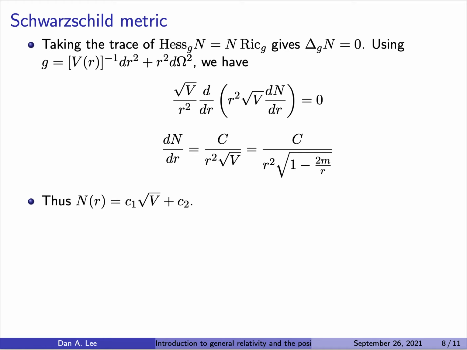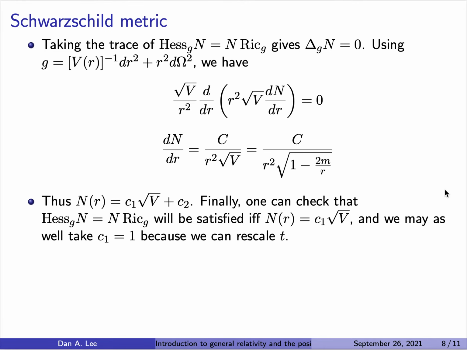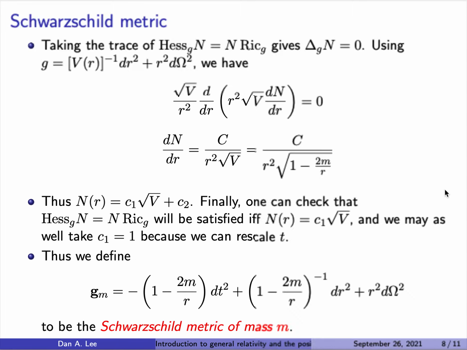Okay. Well, you'd have to see that Ricci is not 0, but that's a computation. So the last step is finally you can check that this equation Hessian n equals n Ricci will be satisfied if and only if the c2 term is 0, basically. So if n is c1 times square root v. Okay, and then the final step, well, we may as well take c1 equals 1, because if you look at the original ansatz, you can just rescale t to make that constant go away. So in the end, we get this formula.